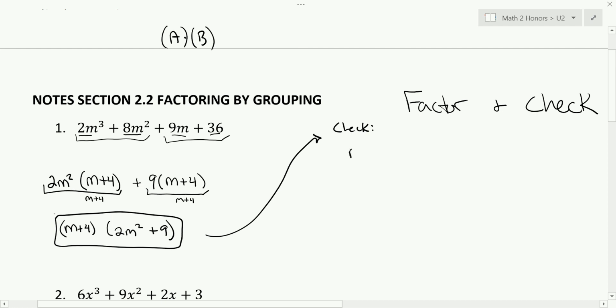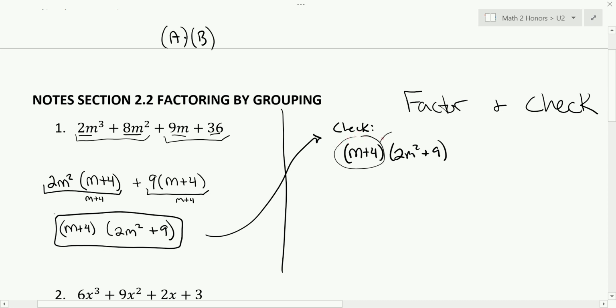So we're going to check this. We take my answer, m plus 4 times 2m squared plus 9. I'm going to multiply that out and see if I end up with the original problem. If I do, then I know I did my problem right. If I don't, then I know there's an error somewhere. Maybe it's an error in my checking, or maybe it's an error in my factoring. And plus, this gives us a little more practice with multiplying, which we need.